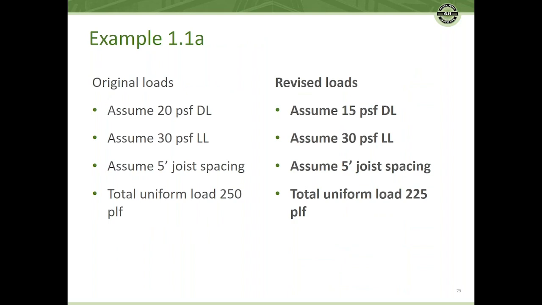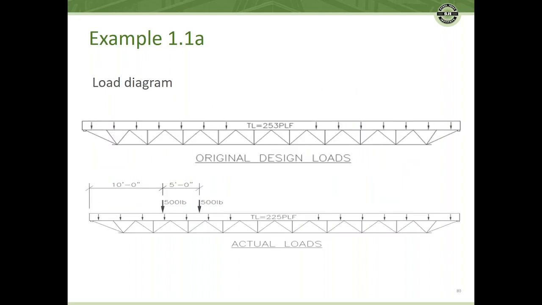Let's sharpen our pencil a little bit. The original loads were 20 PSF dead, 30 PSF live, assume a 5-foot spacing, and so the total load in the original was 250. When we look at revised loading, maybe we've only got 15 PSF dead, 30 live, and the total uniform load is 225. So a little bit less. And you can see what the load diagrams show.